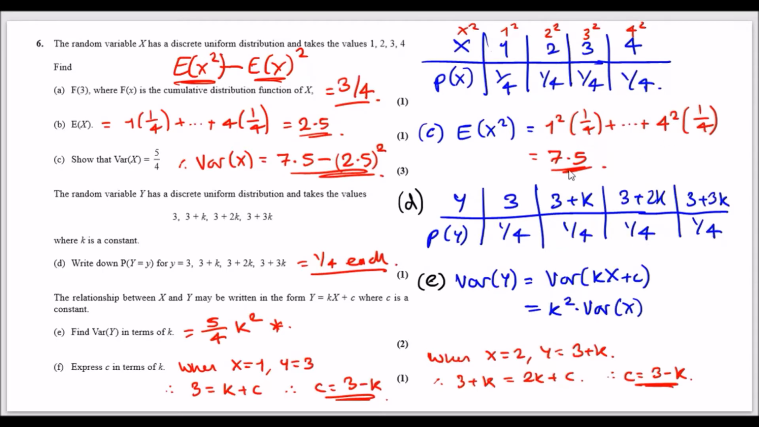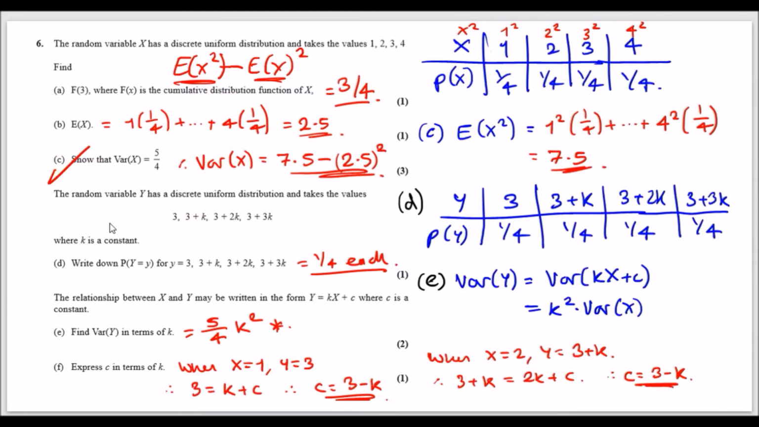Evaluating this, we get 7.5. So the variance is going to be the second moment minus the mean squared, and boom, 7.5 minus the mean squared, 2.5 squared, is 5/4. Alright, nice. So that's easy. Now guys, let's read the next one.